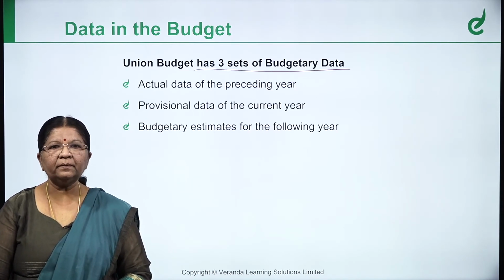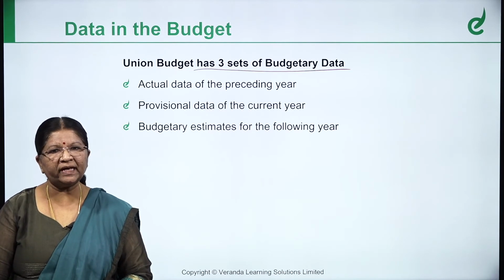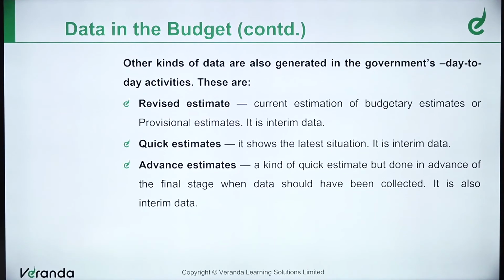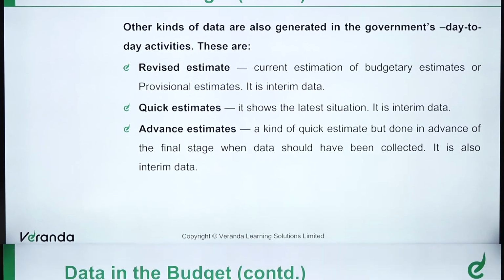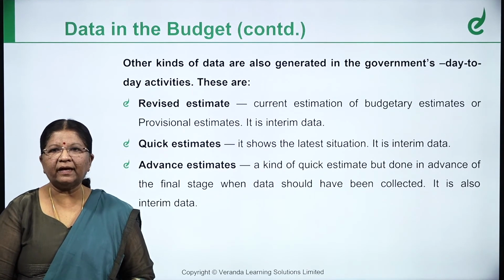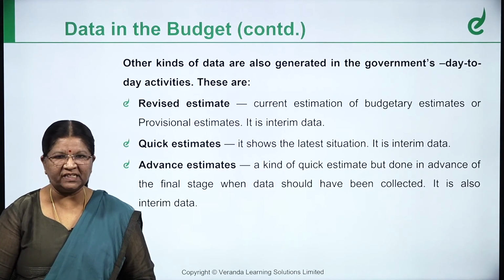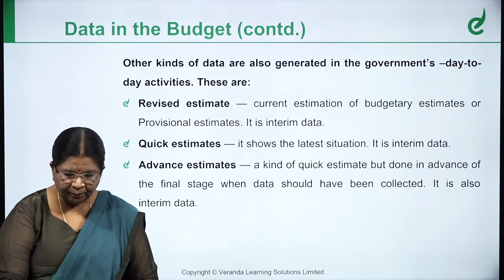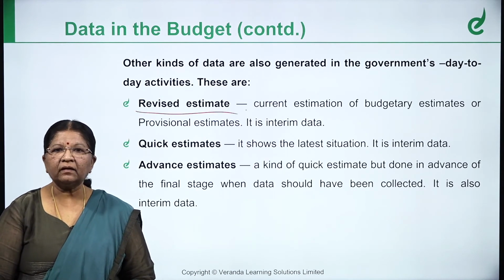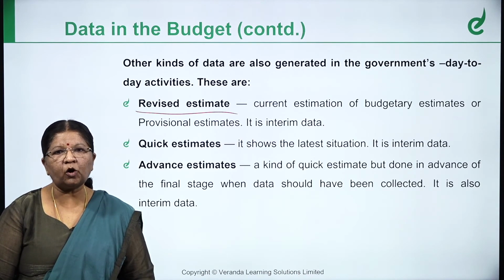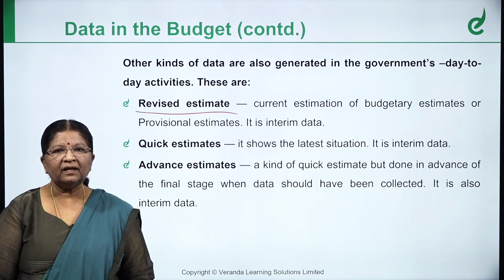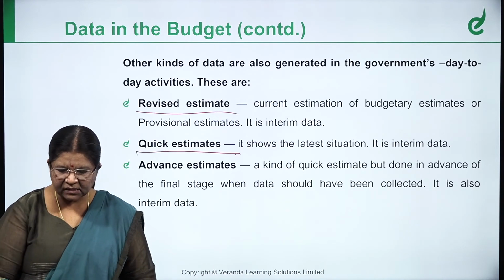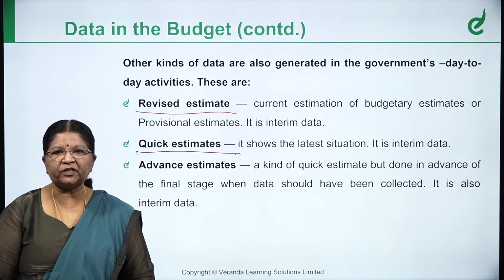The Union Budget has 3 sets of budgetary data: the actual data of the preceding year, the provisional data of the current year, and the budgetary estimates for the following year. The other kinds of data are also generated in the government's day-to-day activities. These are the revised estimate, the current estimation of the budget estimates or provisional estimates. This is an interim data. Then we have the quick estimates. This shows the latest situation. This is an interim data.